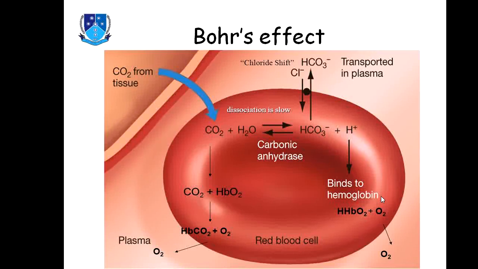So you should be clear about this: the increased concentration of carbon dioxide inside the red blood cell will lead to the decreased concentration of oxygen inside the red blood cell. Increased concentration of carbon dioxide inside the red blood cell will lead to the release of oxygen from the hemoglobin. This effect is called the Bohr effect.